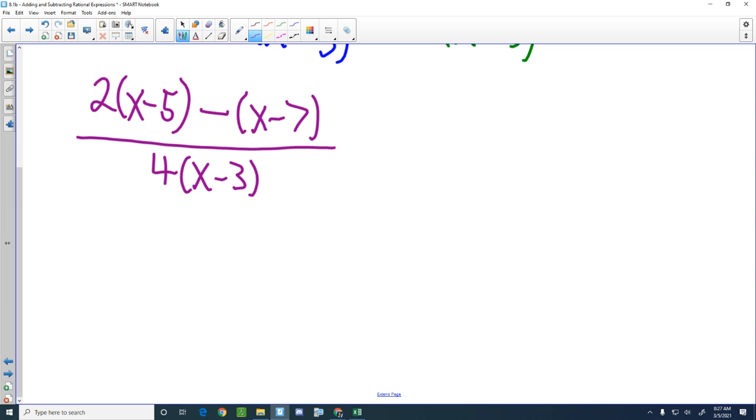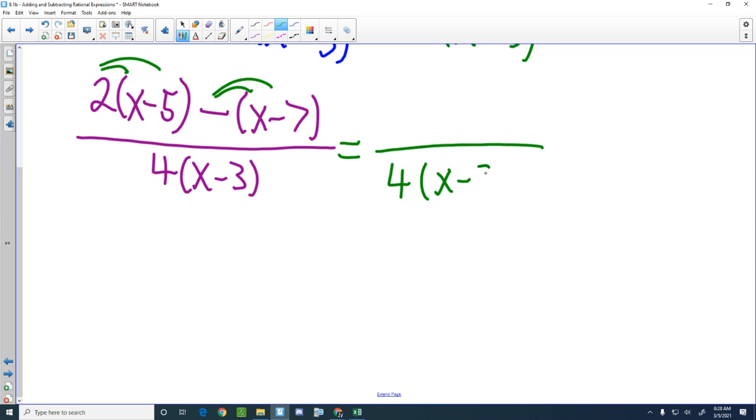We had 2 fractions, now it's 1. But there's still more we can do in that numerator, right? We didn't actually do any calculations. We need to distribute, we need to simplify, we need to combine like terms. So I'm going to distribute the 2 to each of those, and I'm going to distribute the negative to each of those. It's still going to be a 4 parentheses x minus 3.